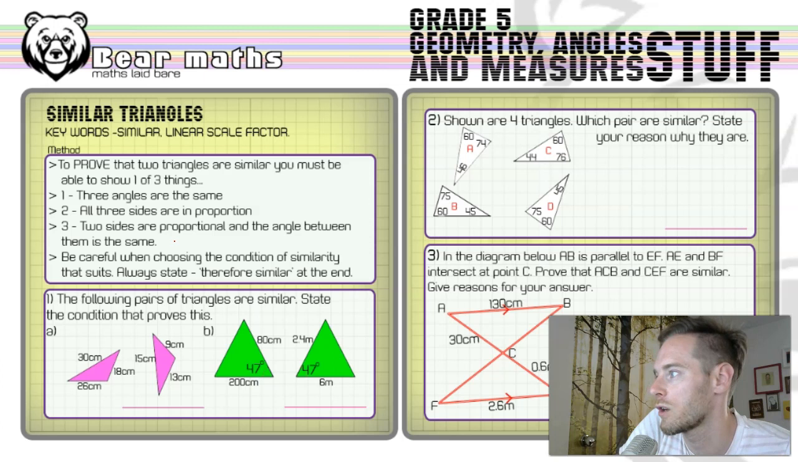Number three, it could be that two sides are proportional and the angle between them is the same. And then you've got to be careful when choosing the condition of similarity. The exam questions always state "therefore similar" at the end, just to round off the question nicely.